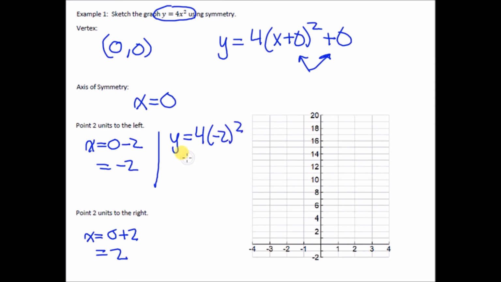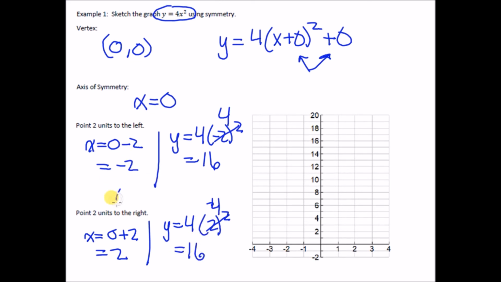So we sub in y equals 4 times negative 2 squared. Negative 2 squared is 4, and I get 16. Then we sub in 2 squared. 2 squared is 4, and I get 16. So we have the point negative 2 comma 16, the point 2 comma 16, and the point 0 comma 0.